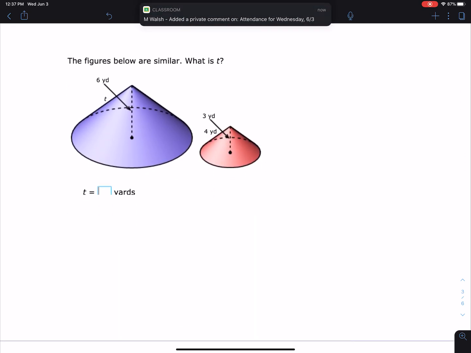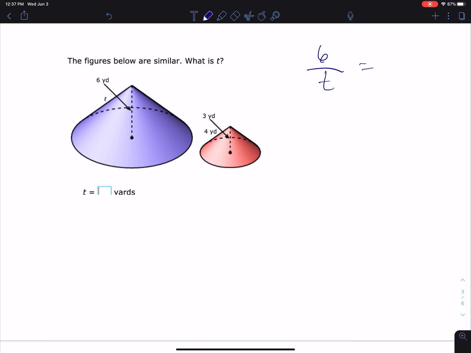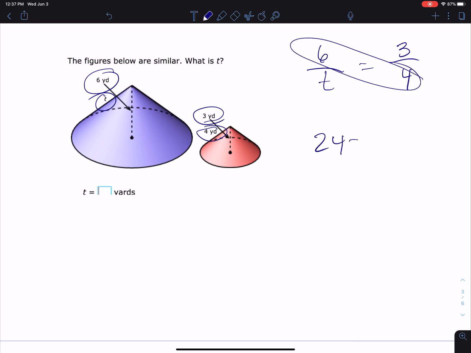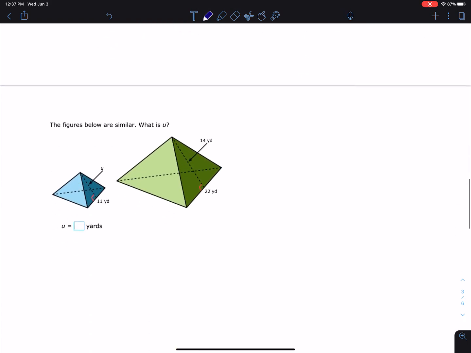Okay, so here we have a cone. And the way this will go is, I like to compare a shape to a shape. So I'm going to say height of the big cone is 6, as slant height is t. Height of the small cone is 3, as slant height is 4. Okay, so I'm going height is to slant height as height is to slant height. So then this would become 6 times 4 is 24 equals 3t. Divide by 3. T is 8. Okay, why don't you guys try this next one?